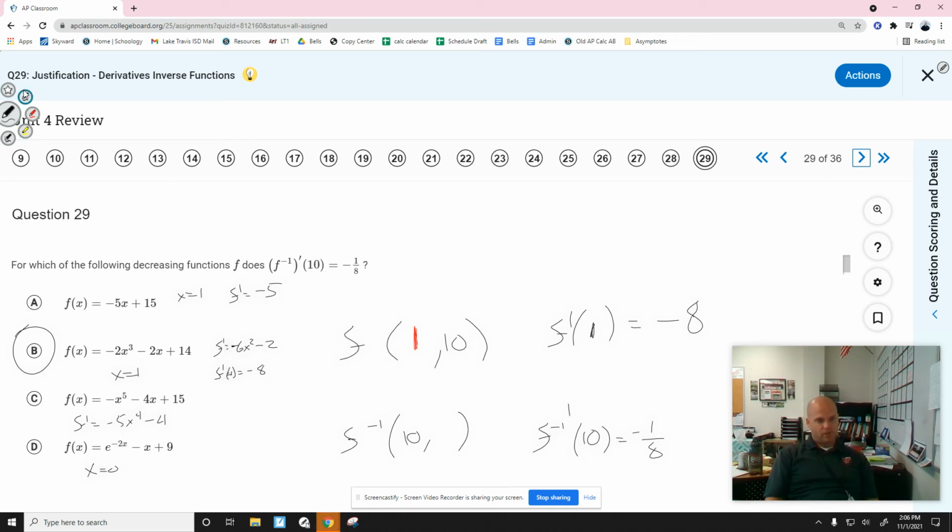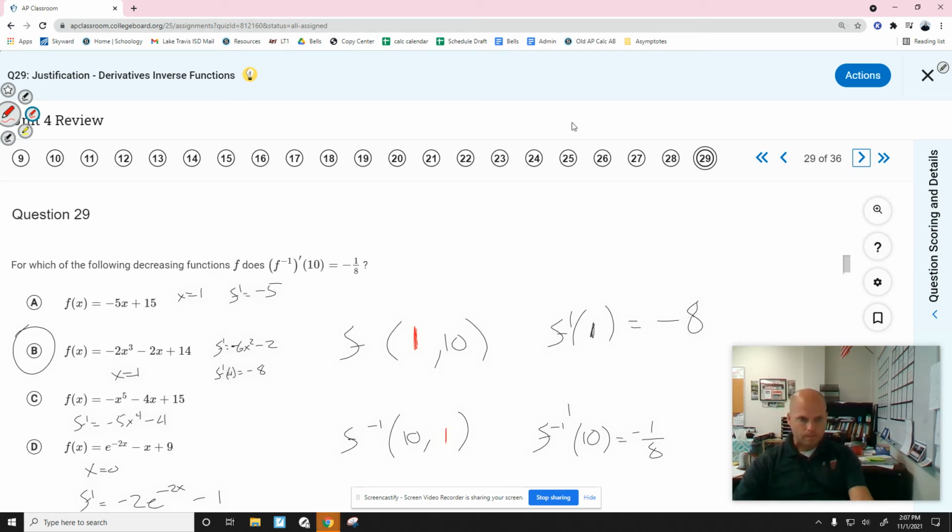Let's find f prime of 0. f prime is -2 e to the -2x minus 1. f prime of 0 is -3. That's not -8. So B is the right answer. B is the only function where the derivative, when its y coordinate is 10, is -8, giving us this f inverse prime at 10.